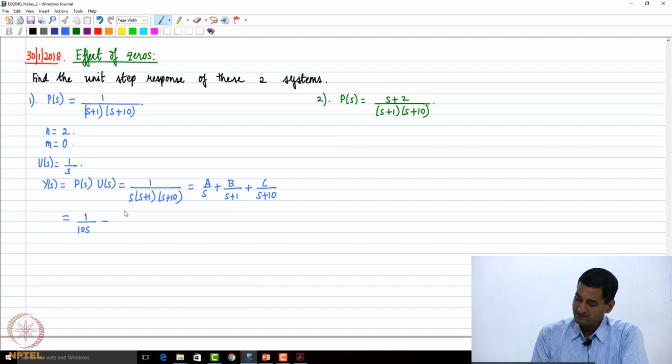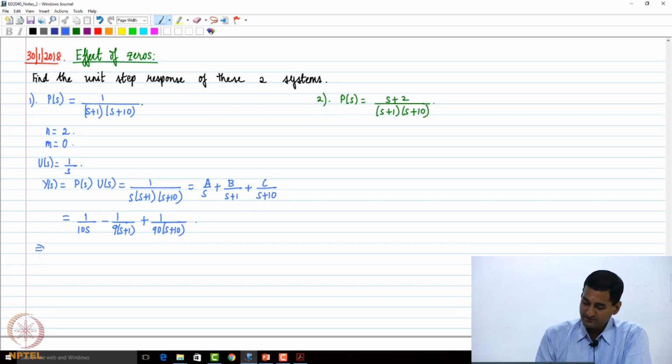Minus 1 divided by 9, right? And what about the last one, is it minus 1 by 90 or plus 1 by 90? You multiply both sides by s plus 10 and substitute s equals minus 10. You will get minus 10 times minus 9, so that becomes plus 90, right? So you will get plus 1 by 90 times s plus 10.